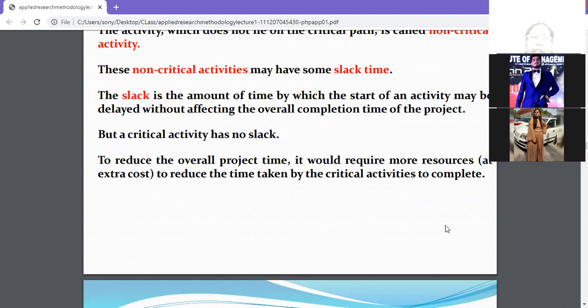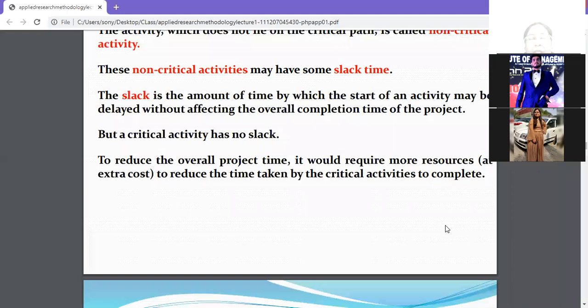What is slack time? Slack time is the amount of time by which start of an activity may be delayed without affecting the overall completion time of the project. So if you give your assignment say by 25th, that's not going to make a difference to the end of the semester, to the completion of the course. Okay. So it's called slack time. But critical activity does not have any slack. Why? Because it's the most important activity. It has to be done in time. Okay, there's no float. Float is also called slack. There's no slack in critical activity.